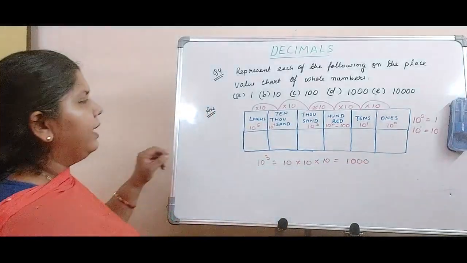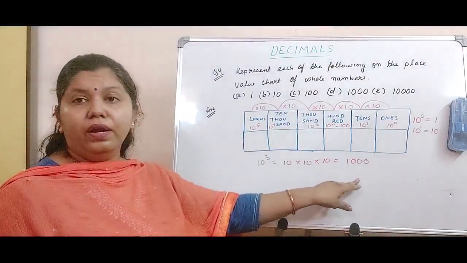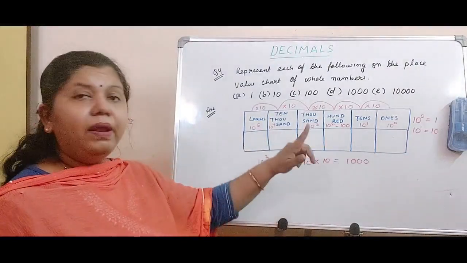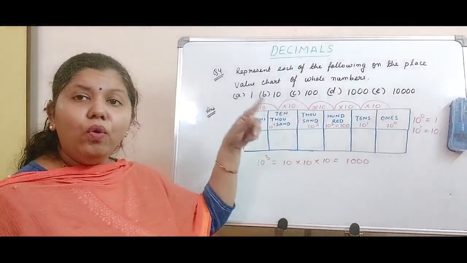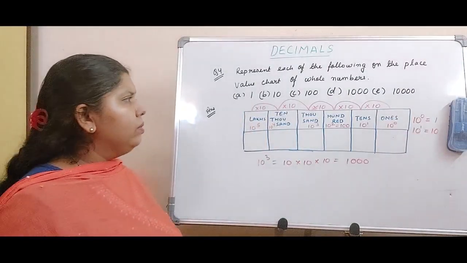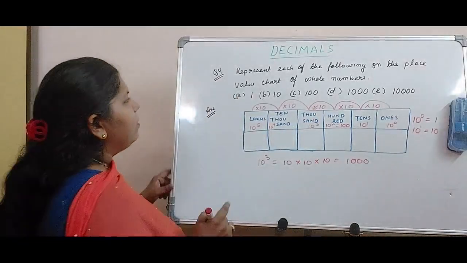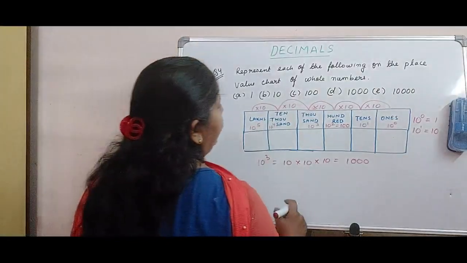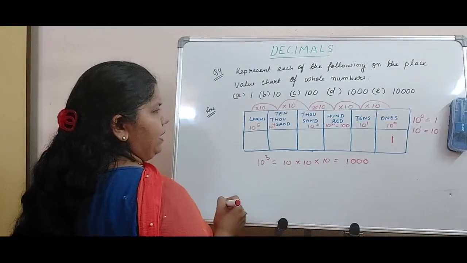Similarly, 10 to the power 4 means what? You have to multiply one more 10 with 1000 to get 10,000. And with this 10,000, if you multiply one more 10, you are going to get lakhs. Now let me write down these numbers on this place value chart. So 1, as it is a single digit number, has to be on the ones place.